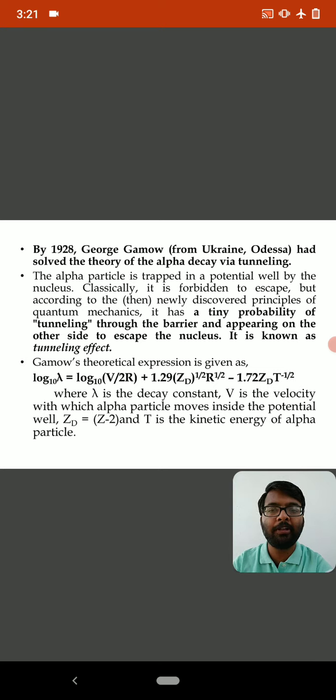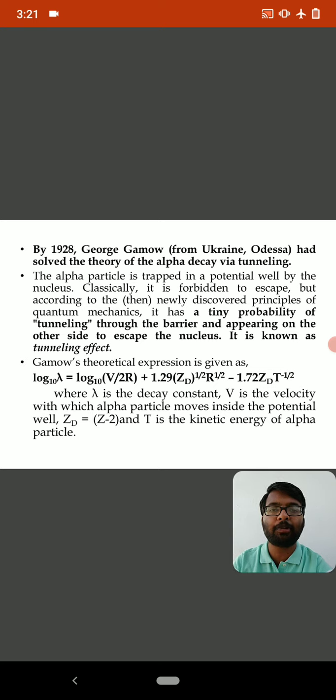Gamow gave the theoretical expression for the escape probability of the alpha particle from the nucleus by this equation: log of lambda to the base 10 is equal to log of V divided by 2R to the base 10, plus 1.29 into ZD raised to 1 by 2 into R raised to 1 by 2, minus 1.72 into ZD into T raised to minus 1 by 2.